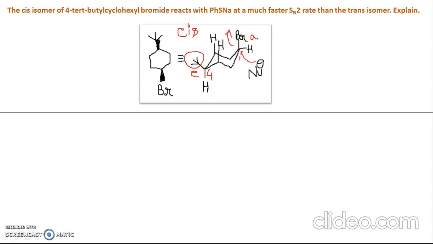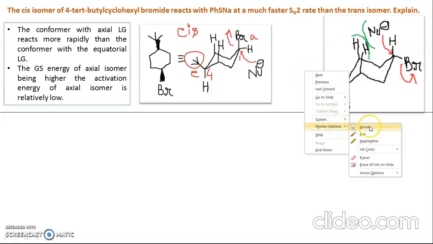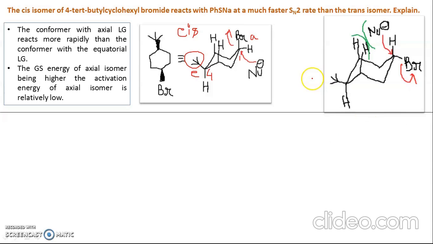Now if it is trans, then the rule is that both the groups will either be equatorial or both of them will be axial. Again, tertiary butyl always prefers equatorial because it is very bulky, so it is locking the position of Br in the equatorial form. This is trans.